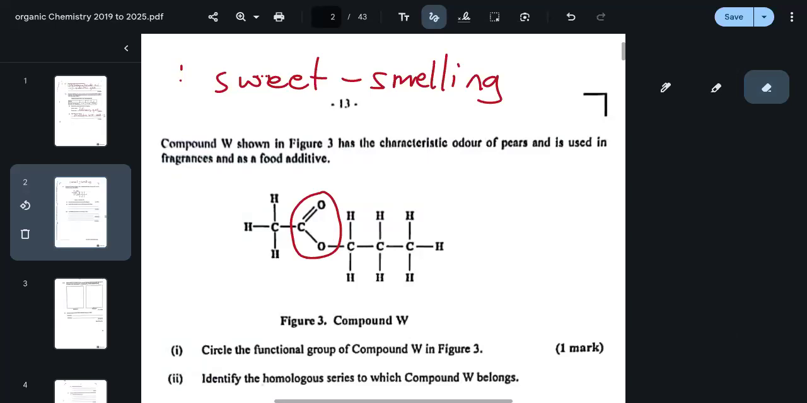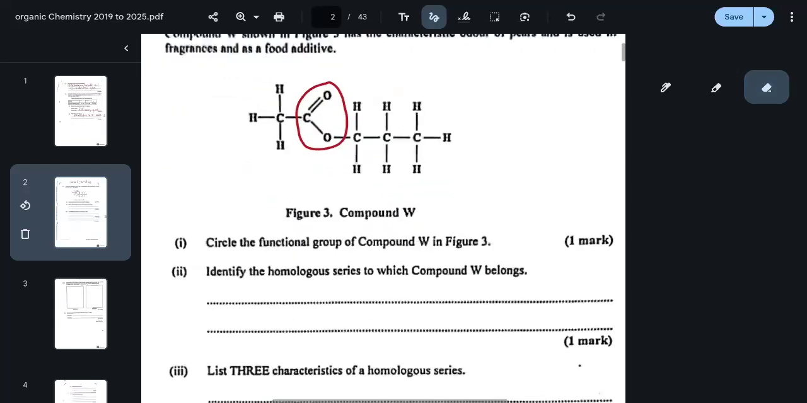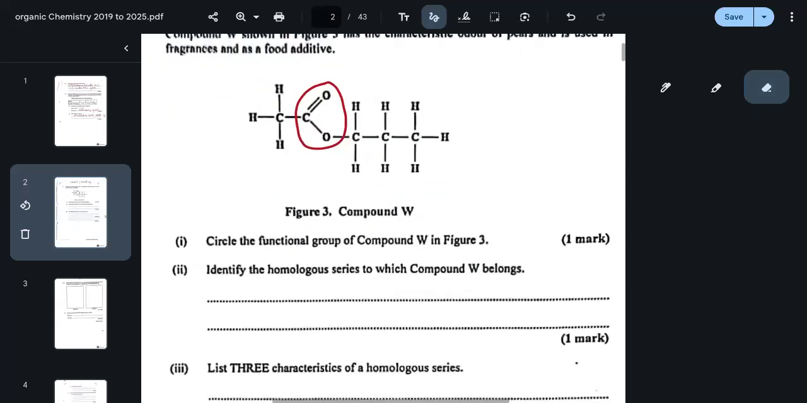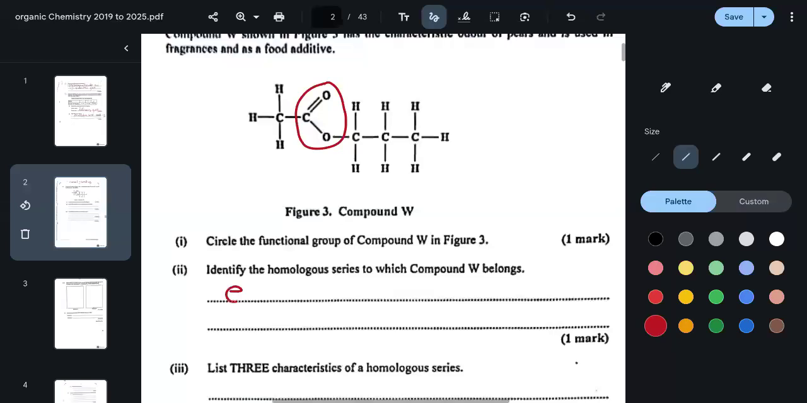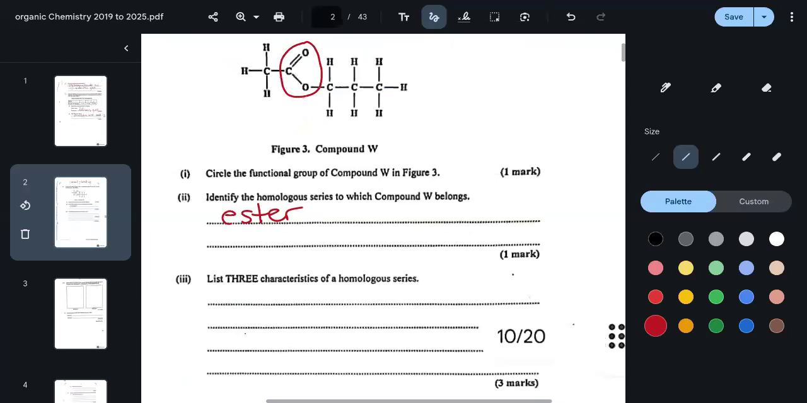And it says identify the homologous series to which it belongs. All right, we know it's ester. Let me just scroll down. So it's ester. All right. And then it says list three characteristics of homologous series.